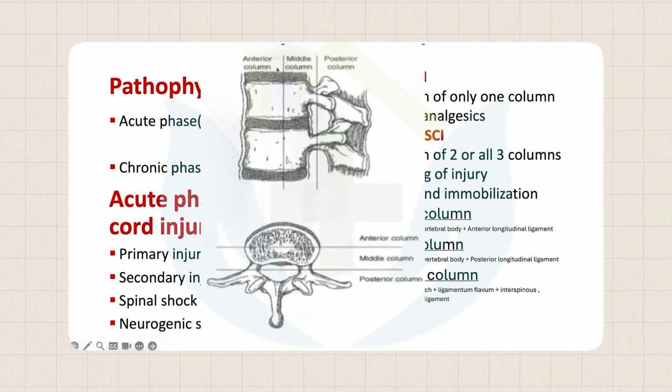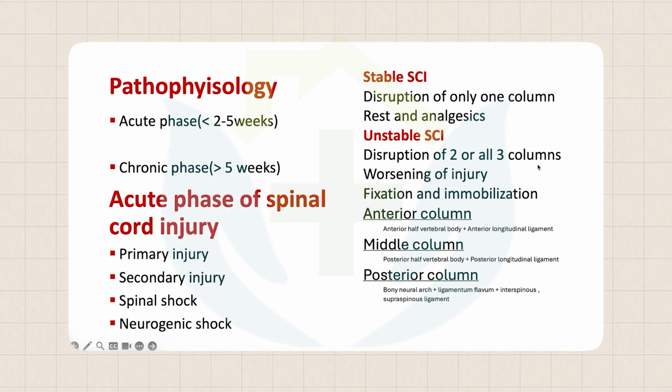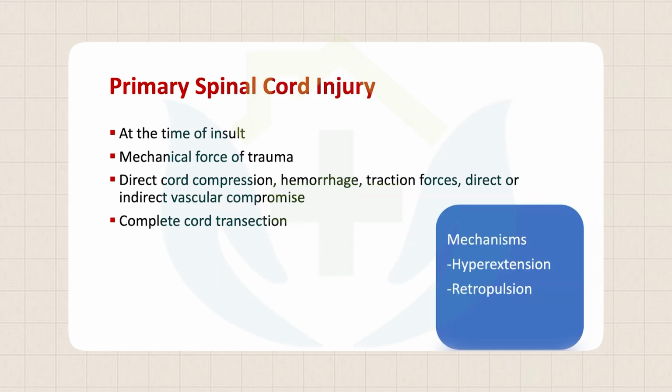The importance is that the most vulnerable region is the middle column, followed by the anterior, and the least vulnerable is the posterior. So if you have a fracture involving the middle column, or you have disruption of 2 of 3 columns, then you call it an unstable fracture. Very, very important. Why? Because whenever you diagnose an unstable injury, you have to immobilize the spine and call the neurosurgeon for immediate surgical fixation, because later on the neural injuries are going to aggravate. So this is the importance of an unstable spinal cord injury.